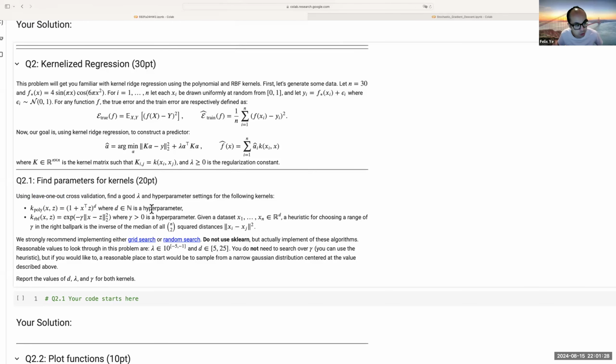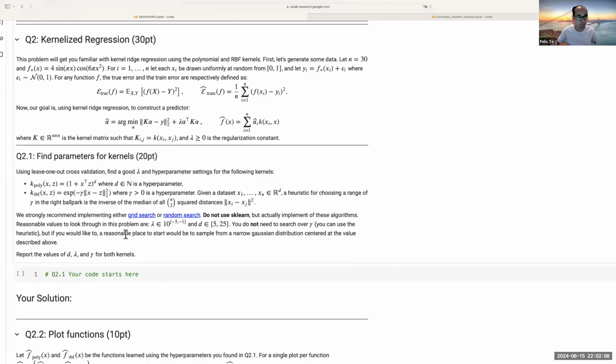You're going to work with two different kernels. One is the polynomial kernel, right here, and the second is the Gaussian kernel, also called the radial basis kernel, right here. Of course, these all have hyperparameters you need to choose. For gamma, you can use a heuristic: the inverse of the median of all the squared distances. So you can calculate this just based on the data that you already have.